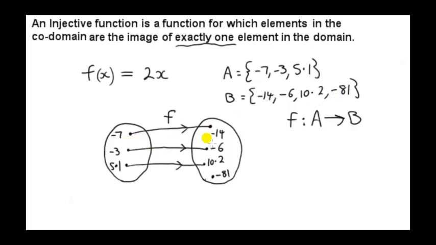Okay, so you can see that elements that have arrows pointing to them have only one arrow pointing to them. You can see also that there's an element here with no arrow pointing to it, so this is not a surjective function.